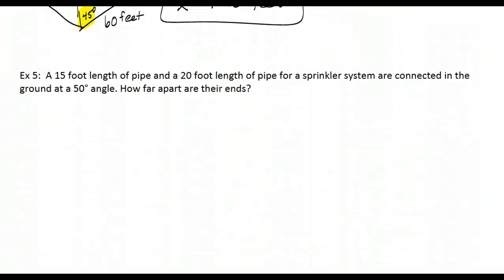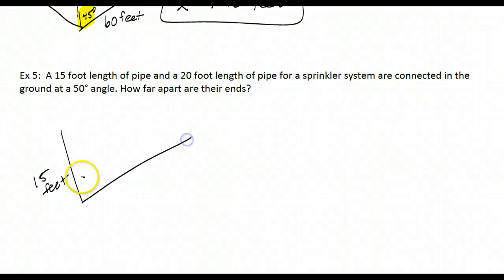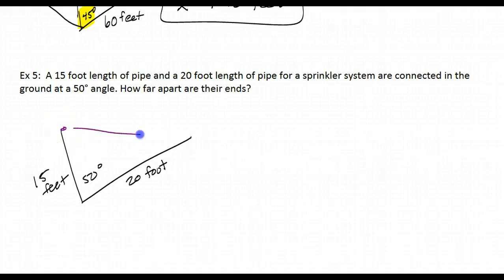Example 5, a 15-foot length of pipe. So here's my 15-foot length of pipe, and a 20-foot length of pipe for a sprinkler system are connected in the ground at a 50-degree angle. Okay, so here's my 15-foot pipe, my 20-foot pipe, and they are connected at a 50-degree angle. How far apart are their ends? Ooh, so they're talking about this. So you've just created a triangle.